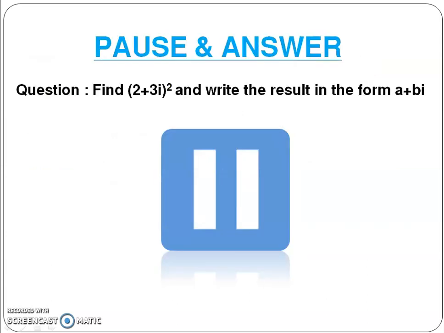So now there is a question for you. Find the square of 2 plus 3 iota and write the result in the form a plus b iota. Recall what we have studied till now. Pause the video and write down your answer. After you are done, resume.